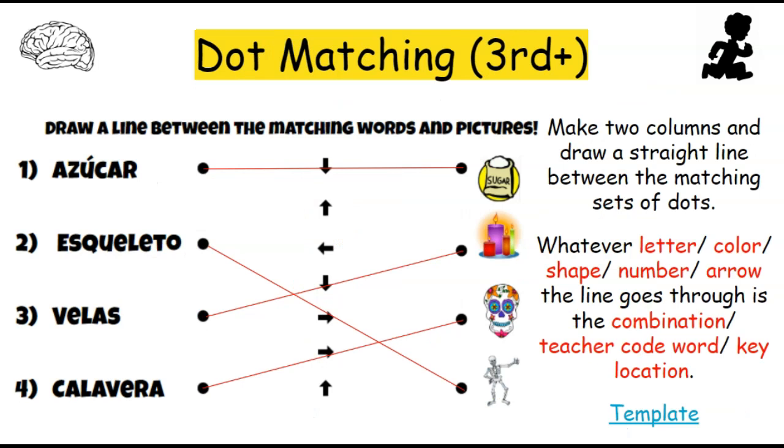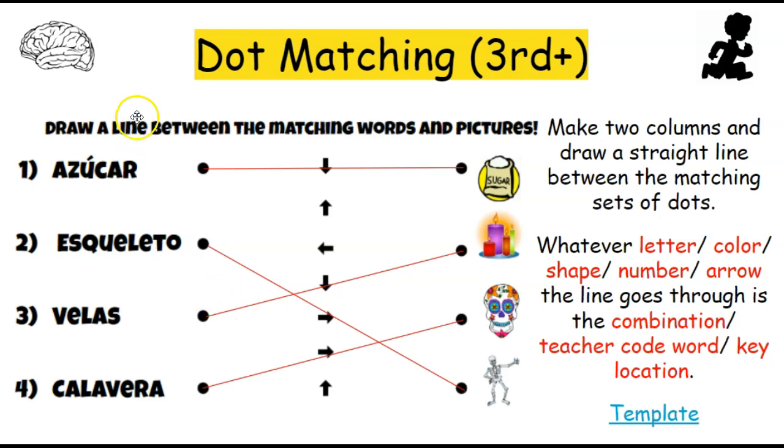Dot matching is a 3rd grade and above type puzzle. It's considered kinetic because you're going to need a ruler or some other straight edge in order to successfully do the puzzle. You make 2 columns and you put a straight line between the matching sets of dots. Whatever letter, color, shape, number, or arrow the line goes through is the combination, teacher code word, or the key location.